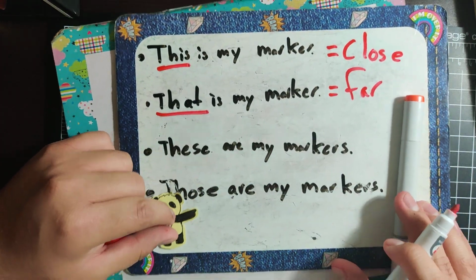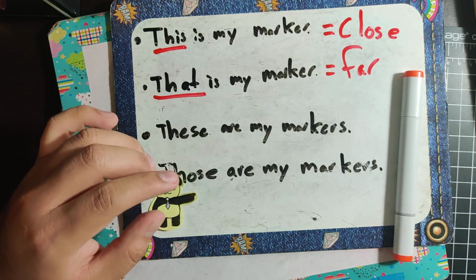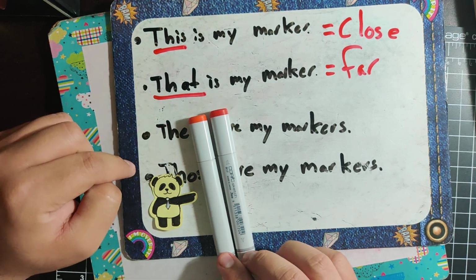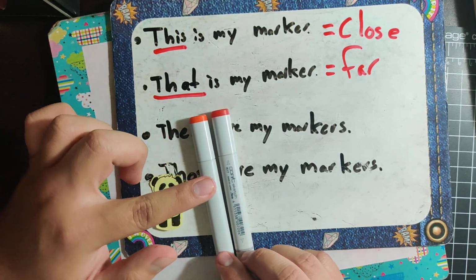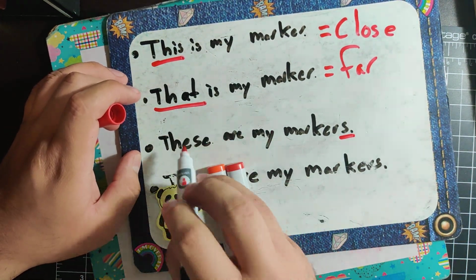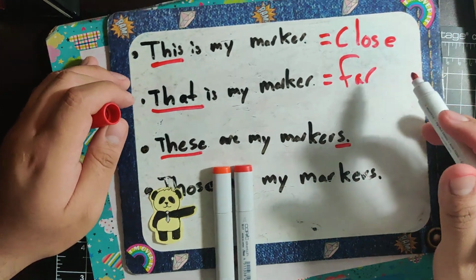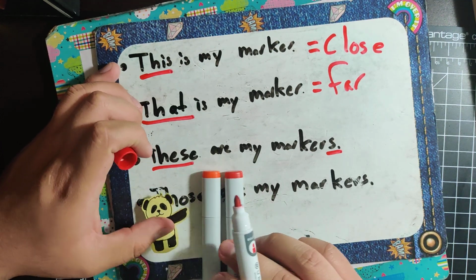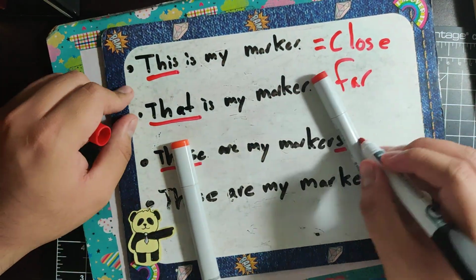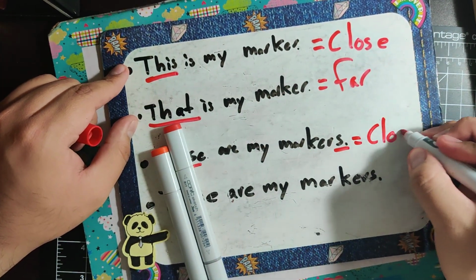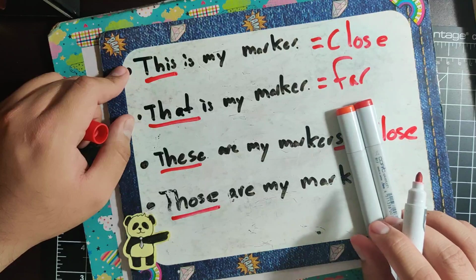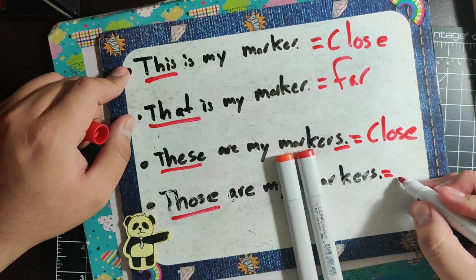Now, these is the same thing. See? Now you can use something like this. These, right? These are my markers. Notice? Now we're talking about plural. And these. What is it? Right? Close or far? These. These. These. They are close. Now the next one. Those are my markers. Okay? That one's pretty simple. It's far.